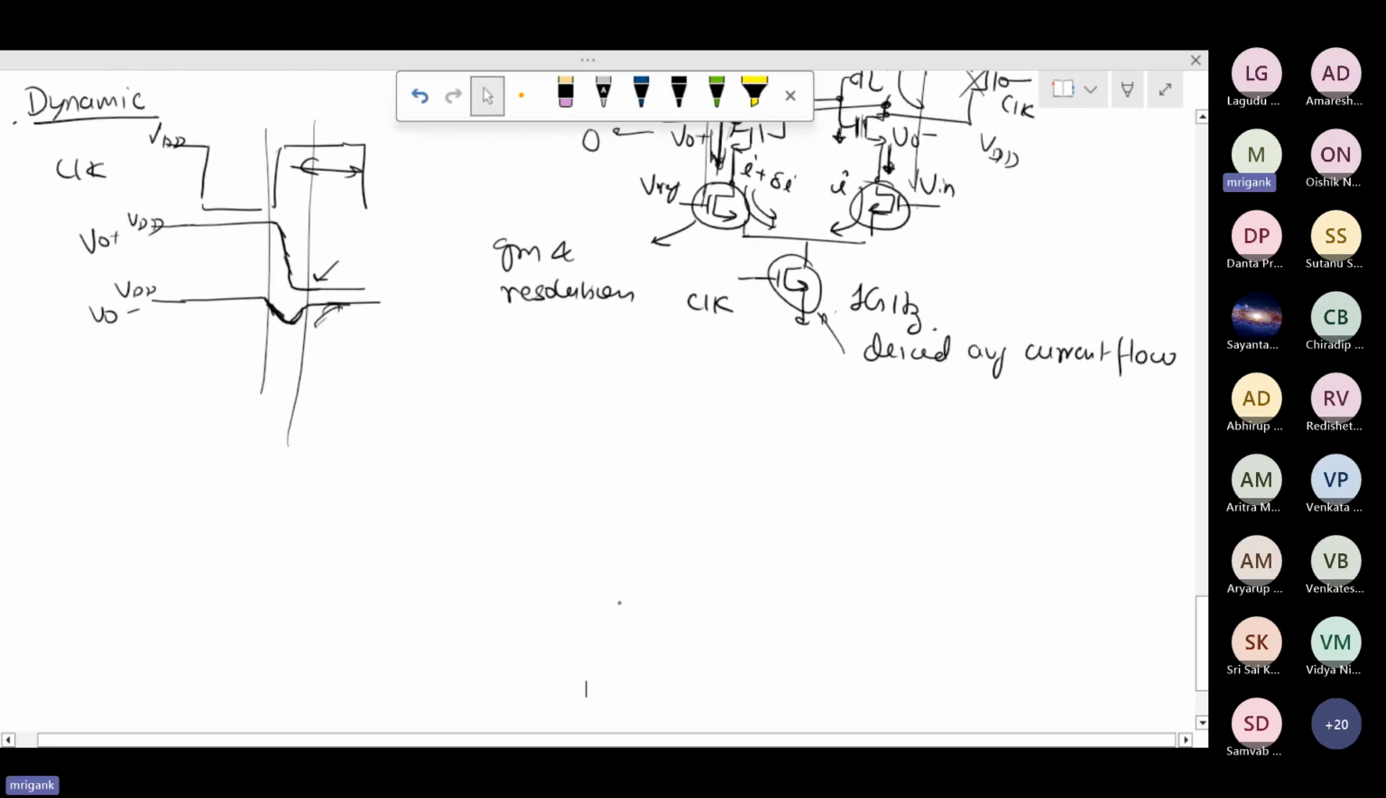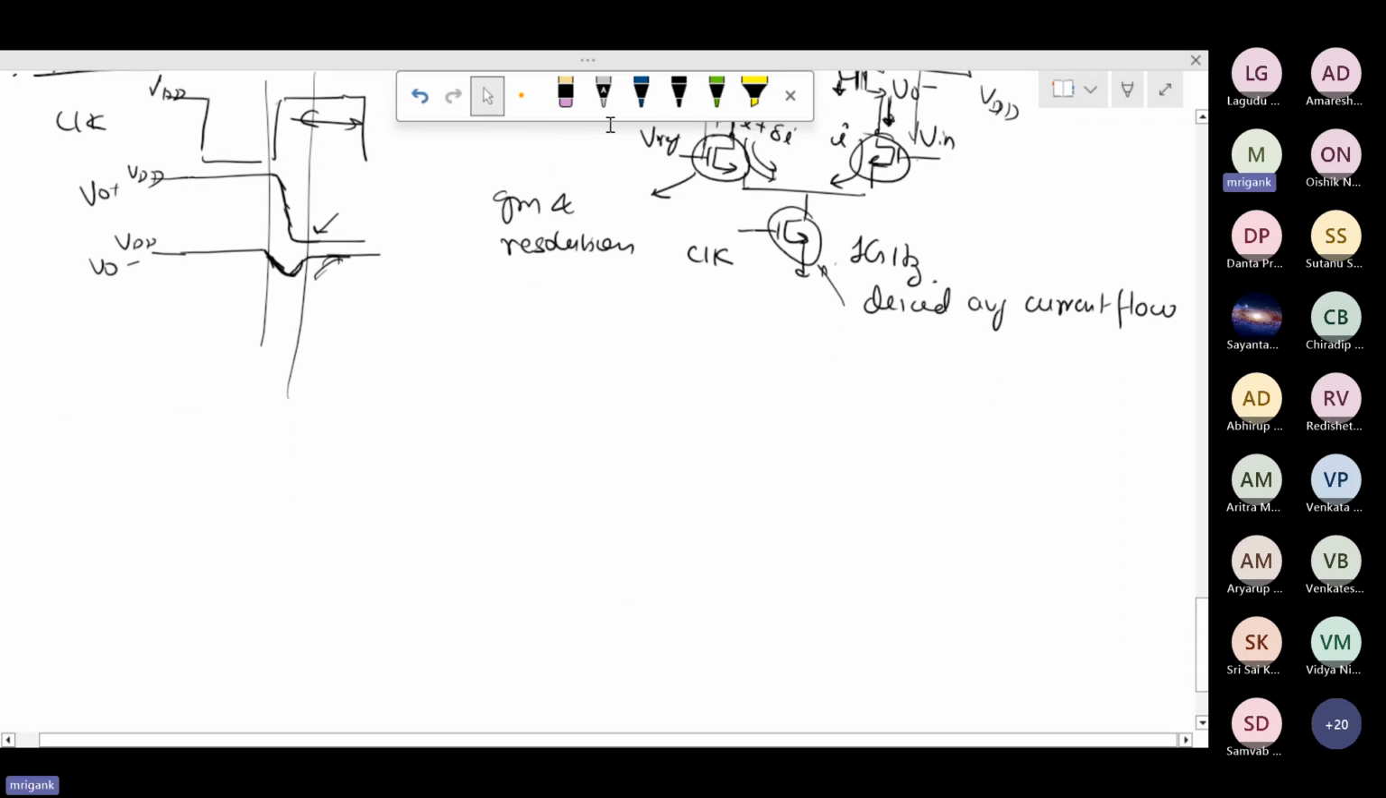So now, in order to improve the resolution further, people generally add a pre-amplifier.